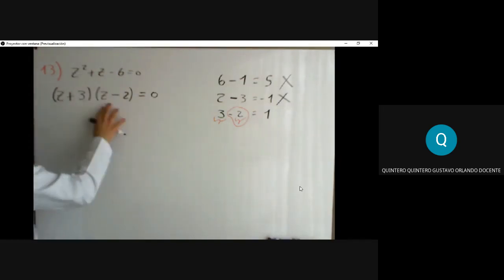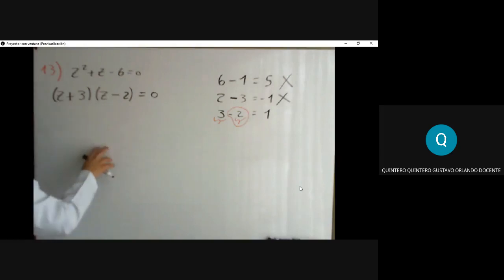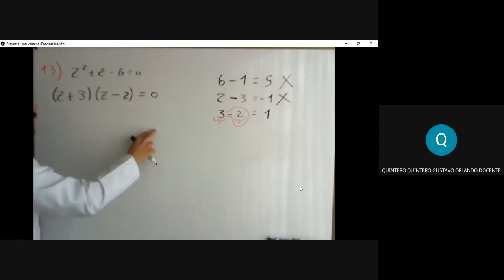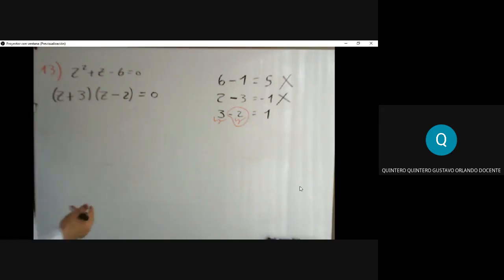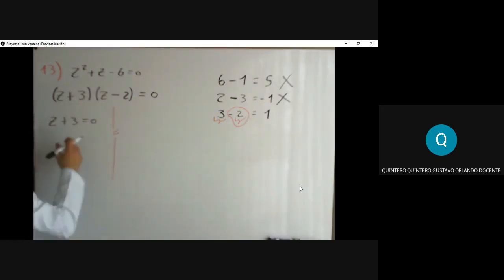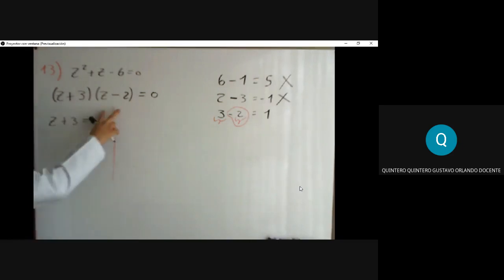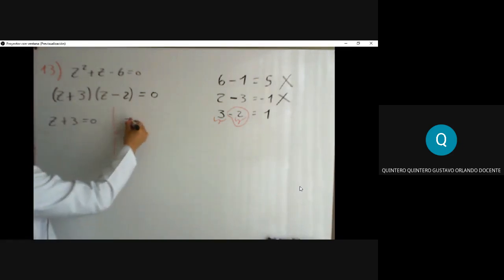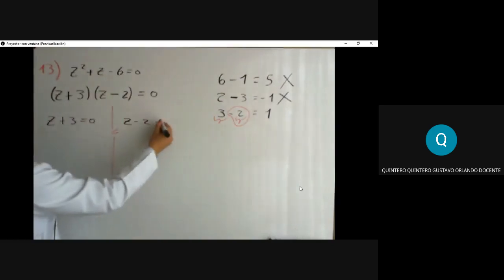Now that we factorized, we can open this factorization into two equations that we simplify individually. So the first one is with the first factor, z plus 3. We're going to have z plus 3 equals 0. That is the first equation. And then the next one, this line, this is the OR, z minus 2 equals 0.